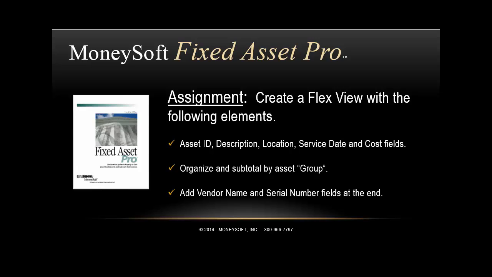So let's take a closer look at using the Flex View to deal with a few real-world situations that you might face. Now, suppose you need to prepare a list of all assets at a specific location, such as the manufacturing plant, for inventory-related purposes. The assignment requires the following items: asset ID, description, location, service date, and cost. And then all of the assets organized by asset group. Then we'll add the vendor name and serial number to the Flex View.